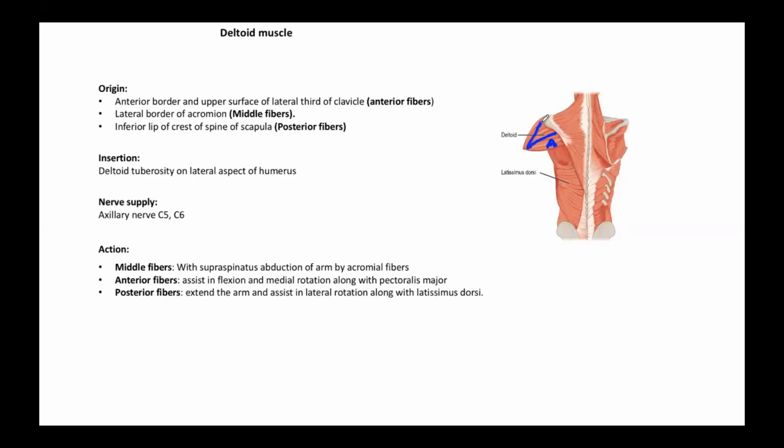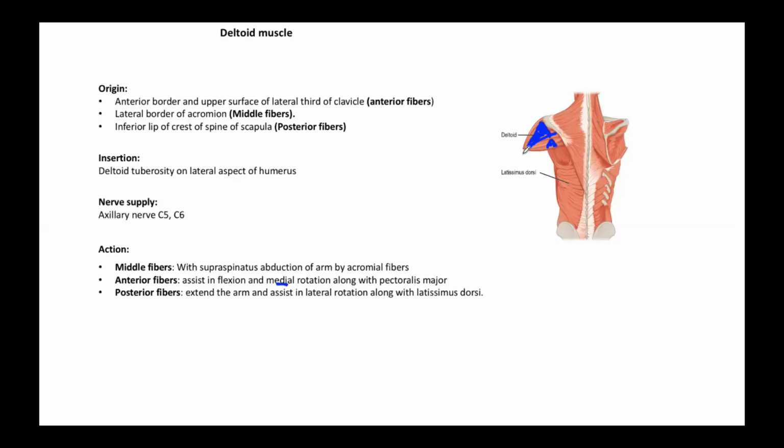They are powerful abductors, but they cannot do abduction on their own. Supraspinatus starts abduction and does abduction up to 15 degrees, and then deltoid causes the abduction. And anterior fibers cause flexion because they are located anteriorly, and some medial rotation, and posterior fibers cause extension, some lateral rotation. So this is the deltoid muscle.